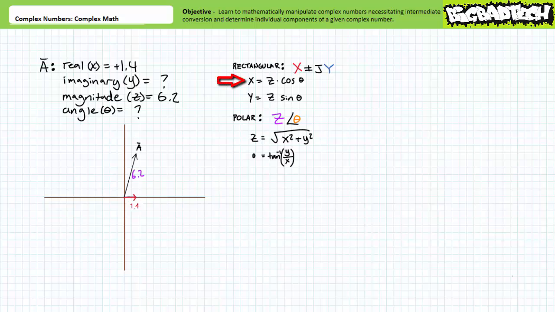The real horizontal x component is the magnitude times the cosine of the angle theta. The imaginary vertical y component is the magnitude z times the sine of the angle theta. The magnitude z is the square root of the sum of the squares of the real and imaginary components. And finally, the angle theta is the inverse tangent of the imaginary over the real component, with the understanding that angles in the first quadrant are from 0 to positive 90, angles in the second quadrant are from positive 90 to positive 180, angles in the fourth quadrant are from 0 to negative 90, and angles in the third quadrant are from negative 90 to negative 180.